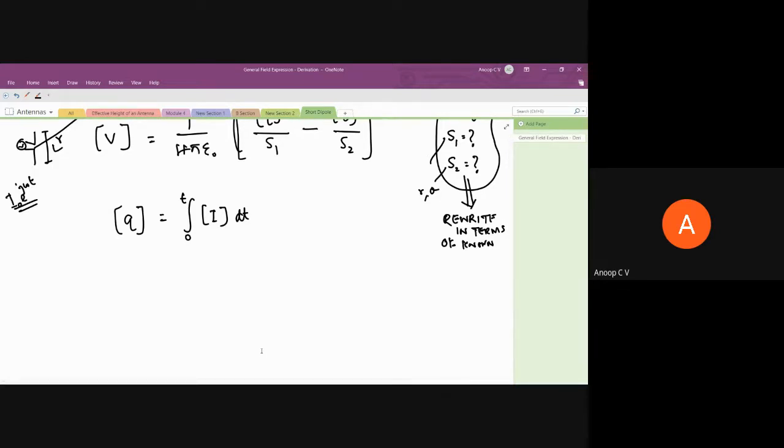If someone is telling no, current started flowing at time t equal to minus 5 seconds, then okay, conveniently I'll make t equal to minus 5 as 0. So it's up to us. So this is how we'll do. That is how mathematics works, right? So Q is integral I dt.